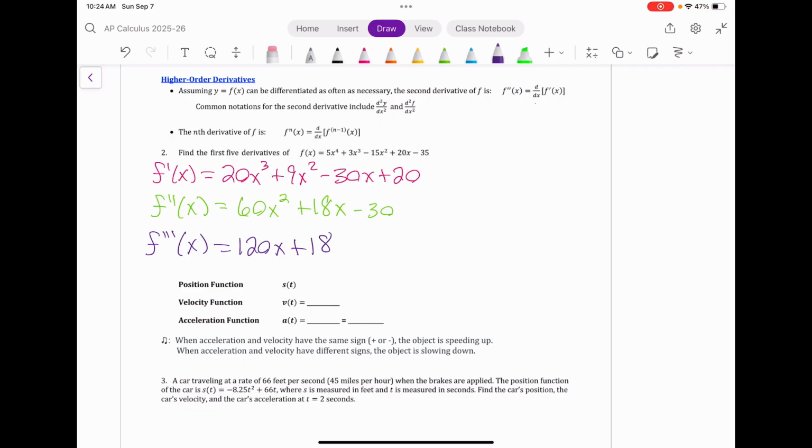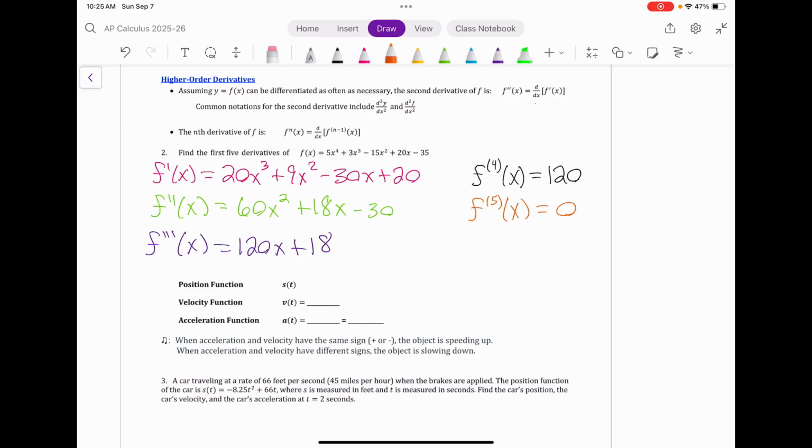All right, and then if we want to take the fourth derivative, this is the notation. We stop using prime symbols once we get past 3. So we'll use that notation to represent the fourth derivative. So that would just be 120, and then the fifth derivative would be 0. All right.